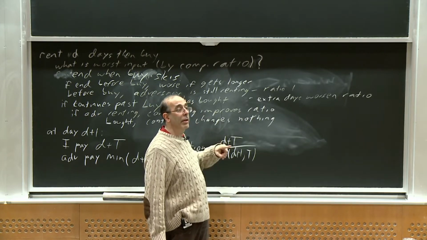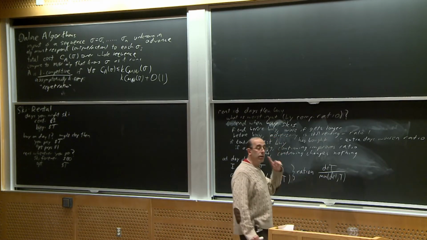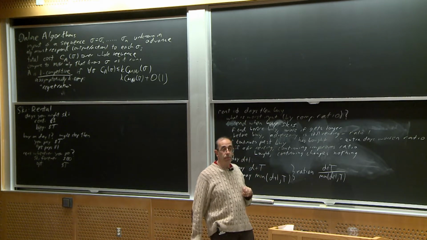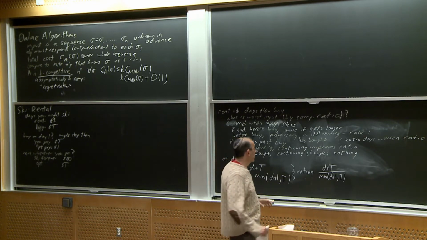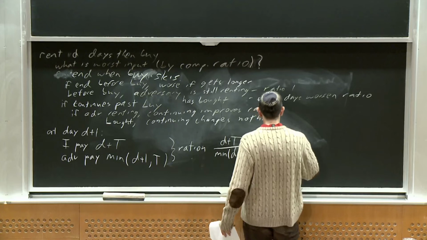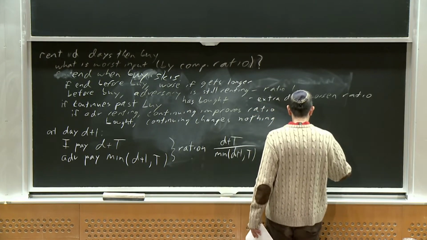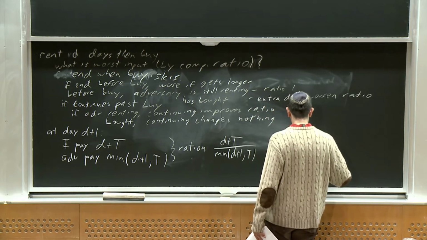So, yes? So then you keep on going up to D plus 1. Exactly. So that's where you stop. You stop where the optimum threshold is, when D plus 1 is equal to T. Okay. And at that point, you get a two-competitive algorithm.